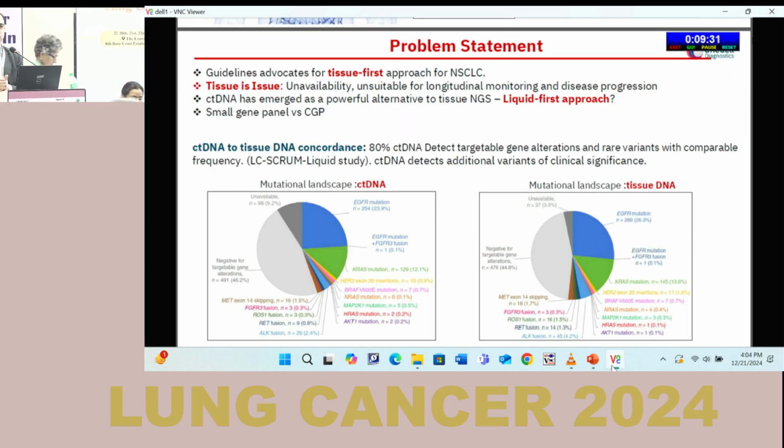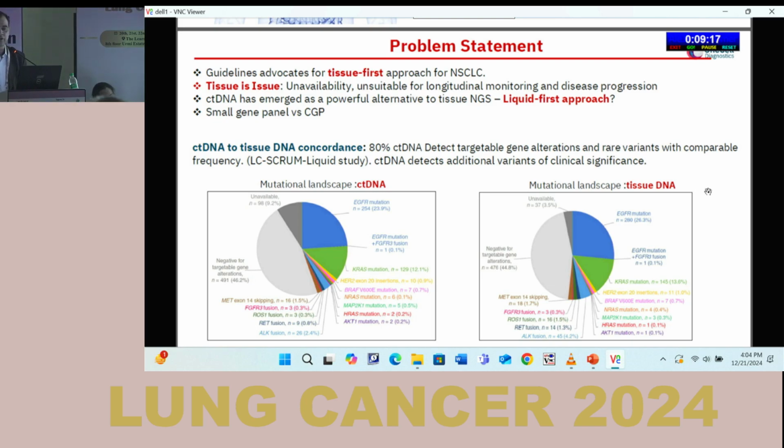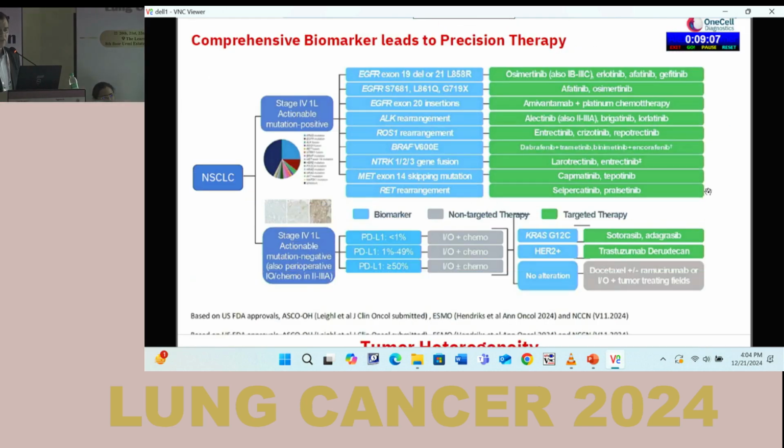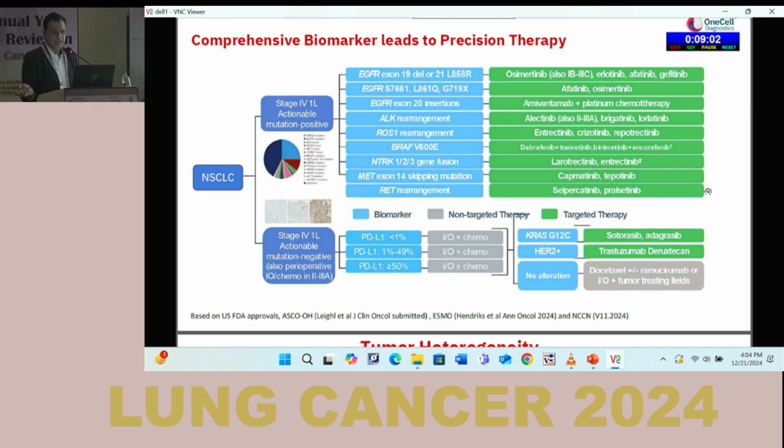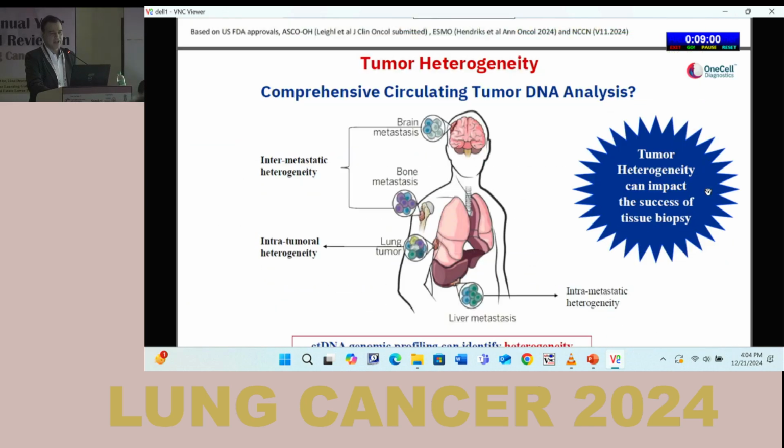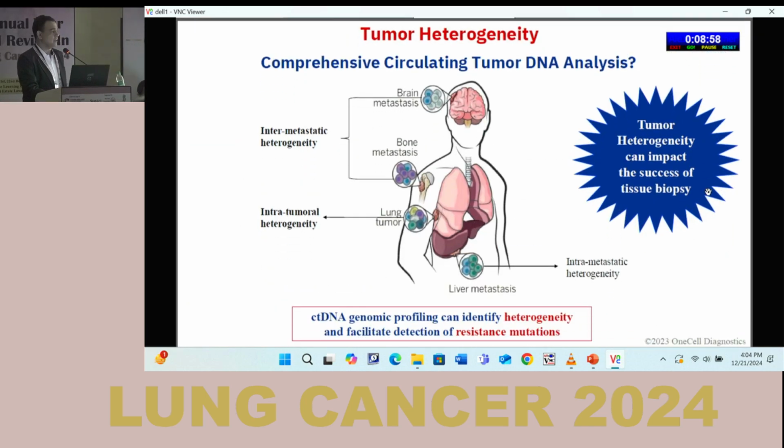What we know today about tissue biopsy is that there are a lot of issues with tissue. Sometimes it's not available, sometimes it's difficult to do the biopsy, and because of that we are not able to understand the molecular profiling. And more importantly, now we are talking about longitudinal monitoring of the disease. This was one of the studies where they did ctDNA and tissue DNA, and it shows high concordance. And if we look at the biomarkers in lung itself, it has been well validated now.